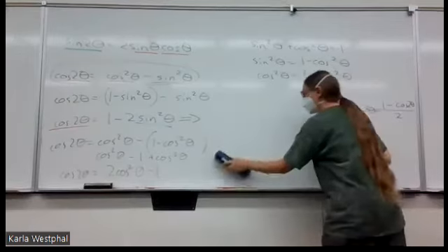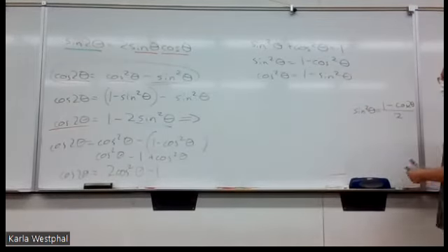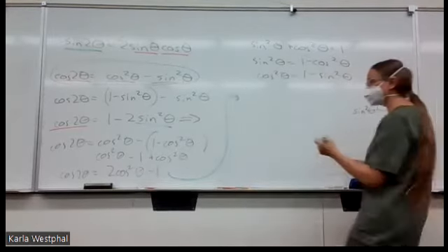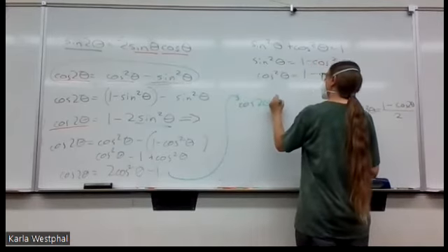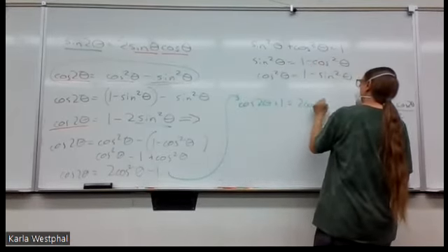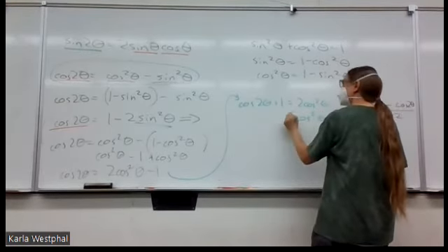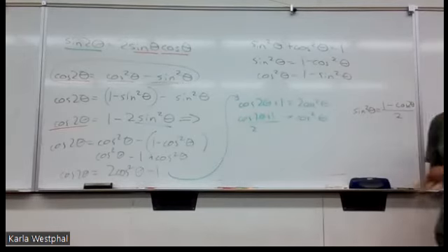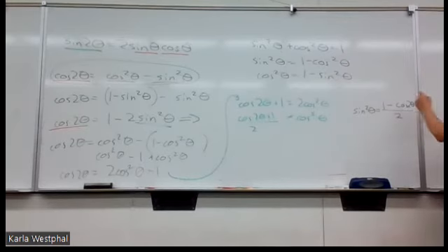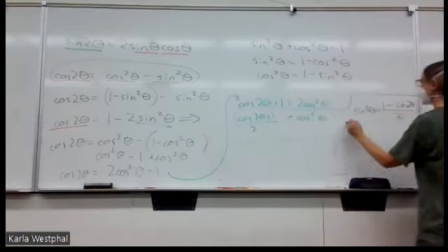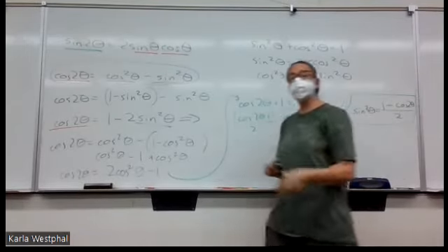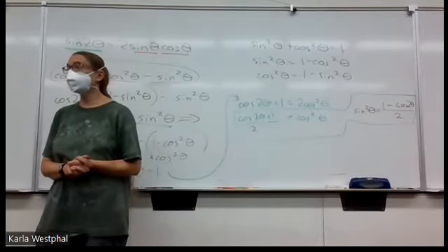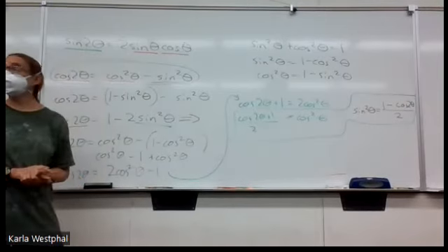I'm going to just erase this work, but keep that result up. If I were to solve this for cosine squared, cosine 2 theta plus 1 equals 2 cosine squared theta. Cosine squared theta equals cosine 2 theta plus 1 all over 2. These two formulas allow me to rewrite a square of sine or cosine in terms of just a single power of sine or cosine. And that does make a lot of things a little bit easier.